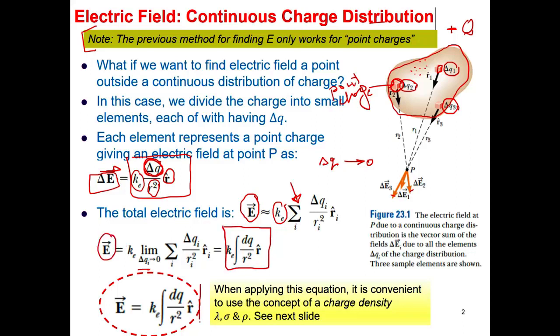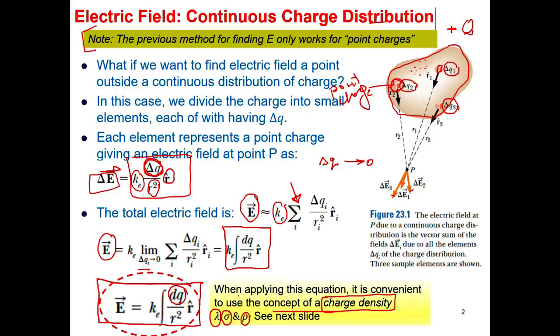You will see some similarity between this equation and the one used for a point charge. The only difference is, of course, there is an integration, and also there is this dq here. Now the question is how we could apply this. Well, in order to apply it, we always bring in the concept of charge density. We have three charge densities: linear charge density, which we call lambda; surface or area charge density, which we call sigma; and volume charge density, which we call rho.